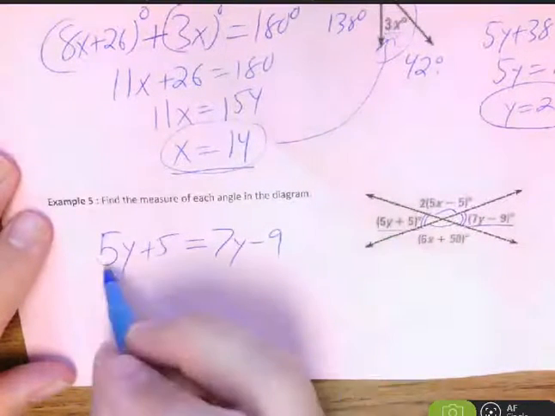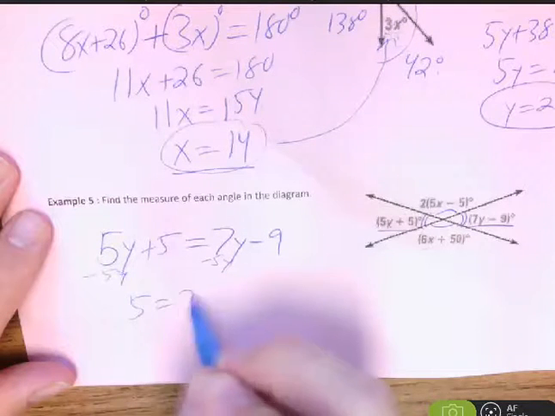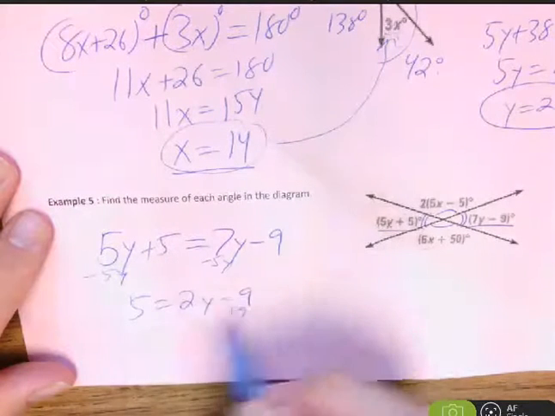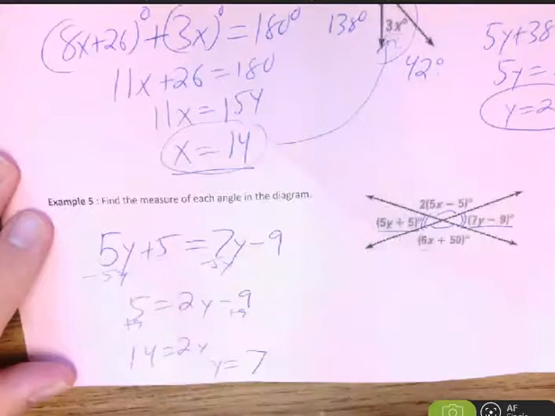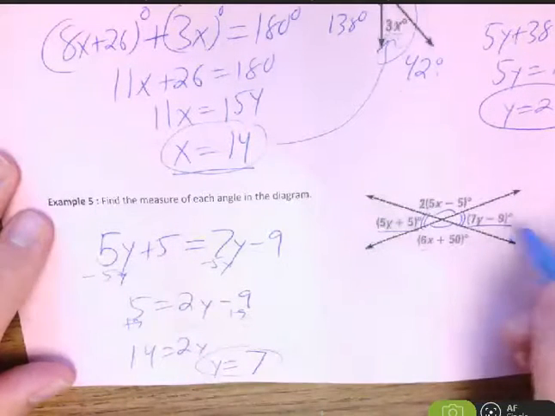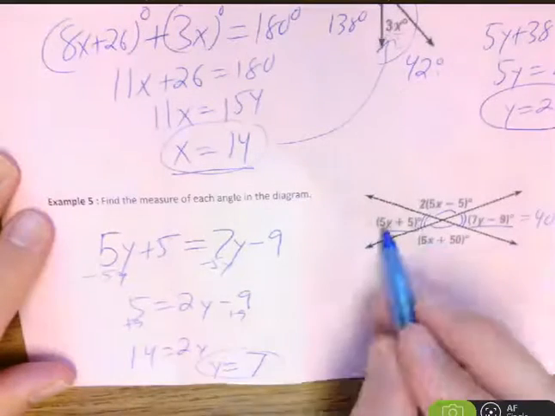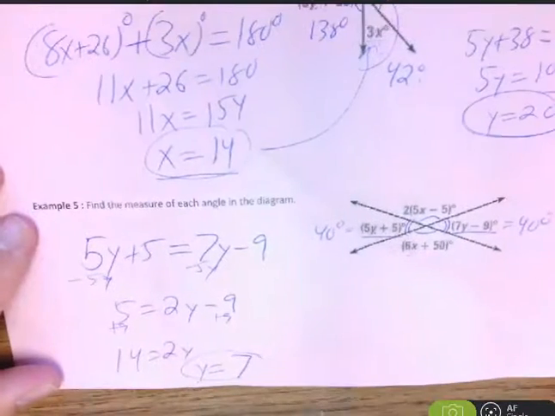All right, so I'm going to bring the minus 5y to this side. So I'm going to have 5 equals 2y minus 9. I'll add the 9. So 14 equals 2y, so y equals 7. Y equals 7. I could put it back in and check. 49 minus 9 is 40 degrees. 35 plus 5 is 40 degrees. I definitely know I did that one right.